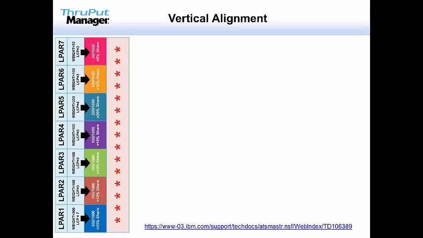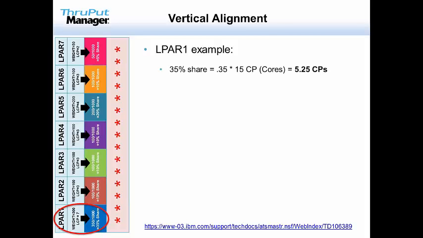Cool graphic. Okay, let's talk about vertical alignment. This is our same box from before. Let's look at LPAR 1. This was our production LPAR with weight of 350, 35% of the machine. So how do we calculate this? Quite simple. You can figure out exactly what you're going to get with some basic back of the envelope math. With HiperDispatch, 35% share. I've got 15 physical cores in the machine, physical CPUs. 0.35 times 15 is 5.25 CPs. So first thing I can say out of the gate is, okay, that's what I'm going to get. Now, how does that break down?